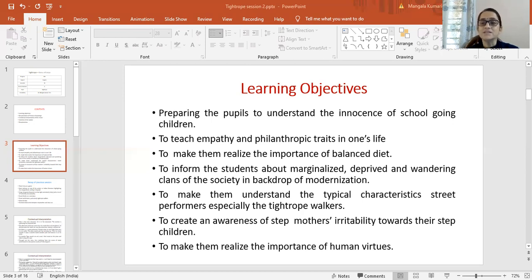Students, our lesson is closely related to this tightrope performing. Our main character Paba is from a tightrope performing family. His father and his brother are tightrope walkers. In the first session, I have put the photograph of tightrope walking. You can glance over that.